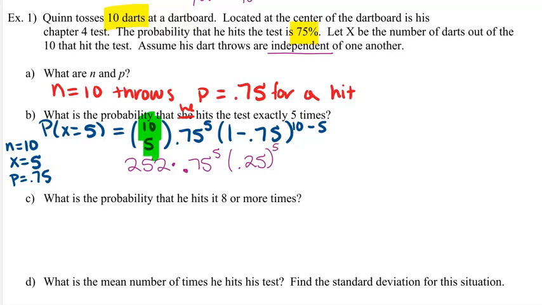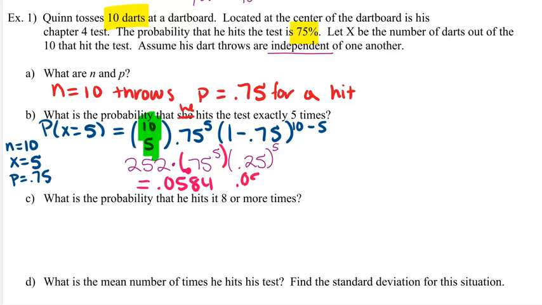Alrighty. So, rather than do all the exponents and stuff for you, you can go ahead and pause your video. You can trust that you can do order of operations, so make sure you do those exponents first, these guys right here, before you multiply by 252. But I'm just going to let you know that I went ahead and did it already, and I got 0.0584. So that's your probability of hitting the test exactly 5 times.